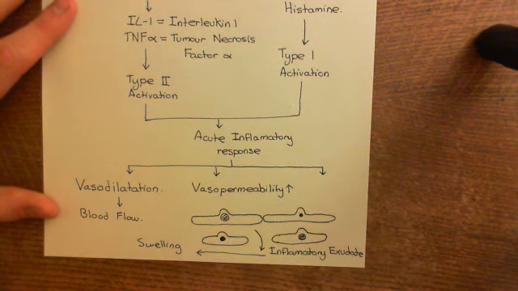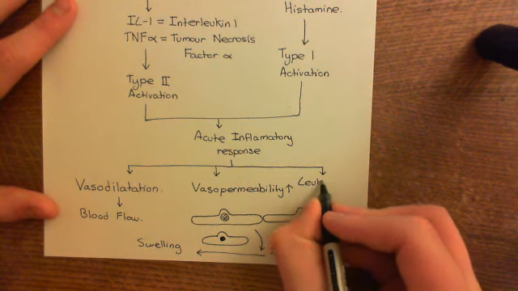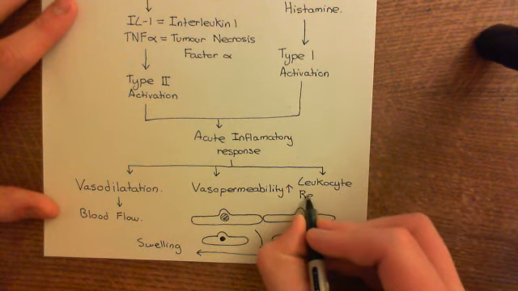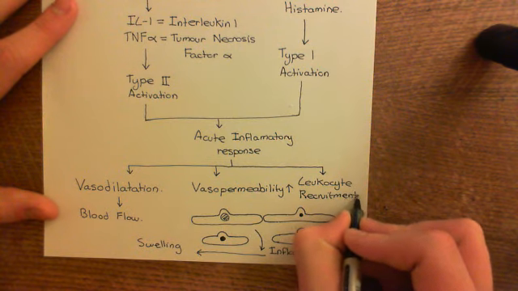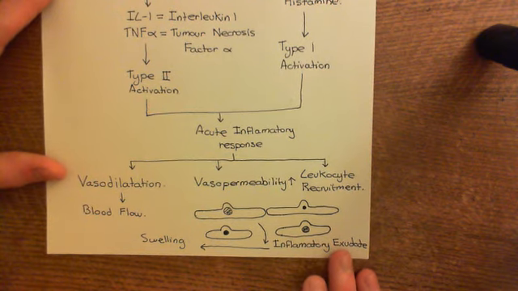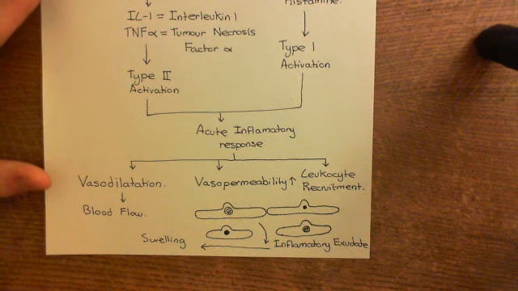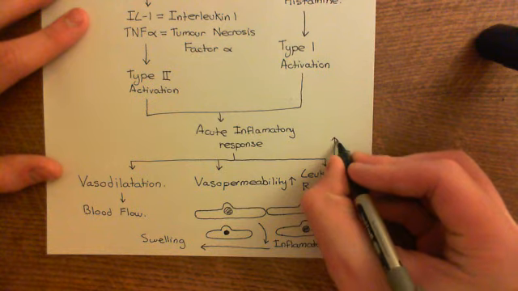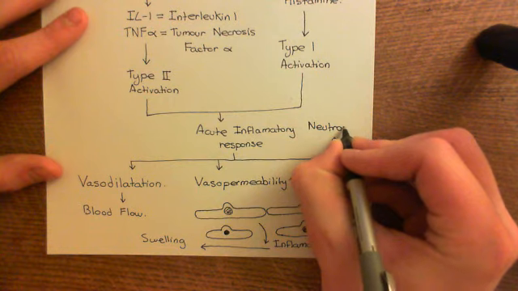You are also going to get the recruitment of leukocytes. Leukocyte recruitment is the other key component of the acute inflammatory response. So the movement of white blood cells out of the bloodstream and into the interstitial fluid. A leukocyte is just the fancy name for a white blood cell. So which leukocytes are you going to start recruiting? Well, basically, type 1 activated endothelial cells start recruiting neutrophils, and that's pretty much all they can recruit.